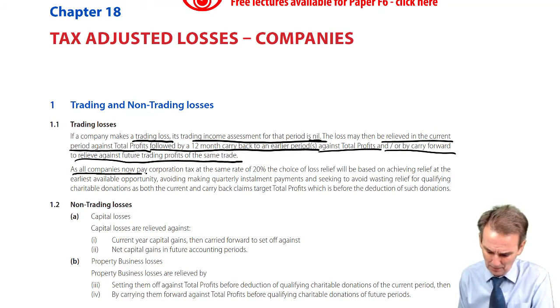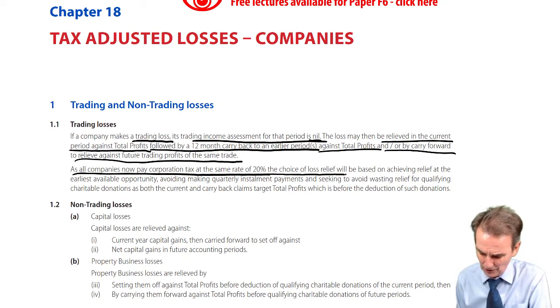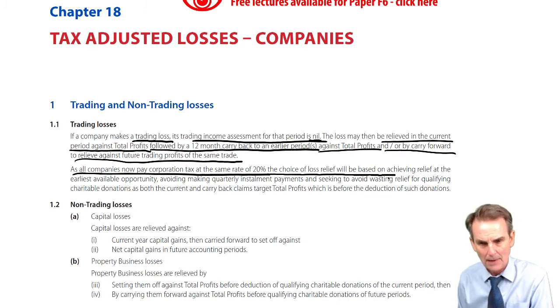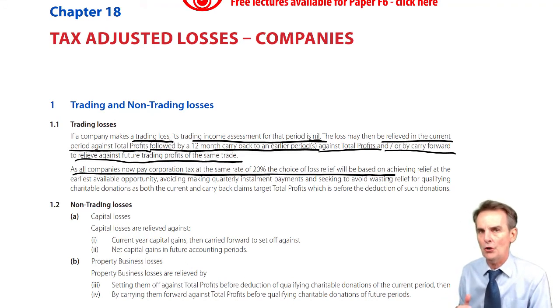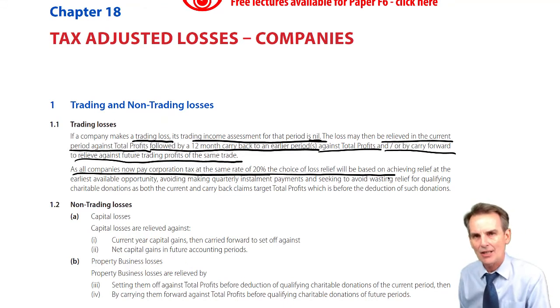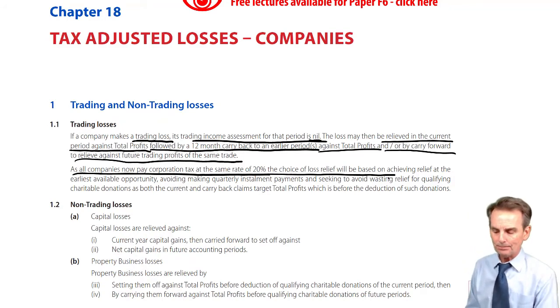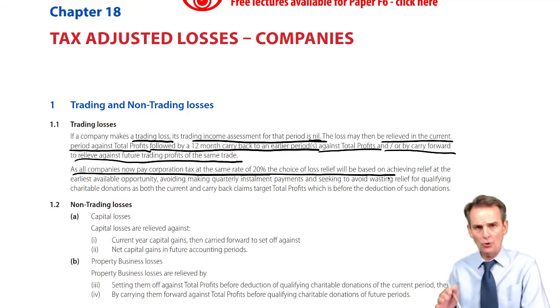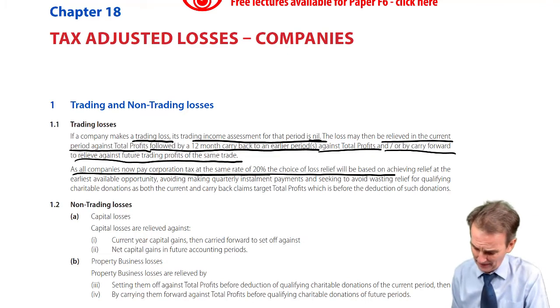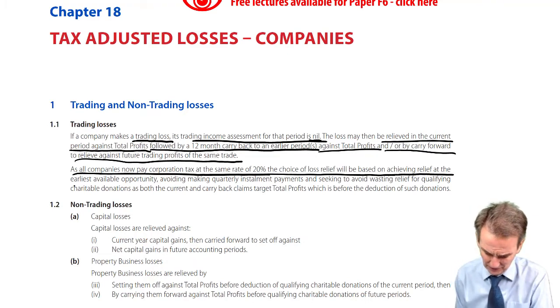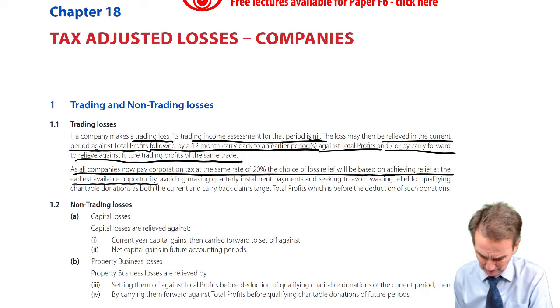So we're told, as all companies now pay corporation tax at the same rate of 20%, the choice of loss relief will now be based on something different. Once upon a time, when tax rates were different, there was clearly a main objective: let's try to put the loss against the profits being taxed at the highest tax rates. That doesn't happen now. Life is simple at this point in time. It's just all 20%. So what then becomes our objective? Achieving relief at the earliest available opportunity.